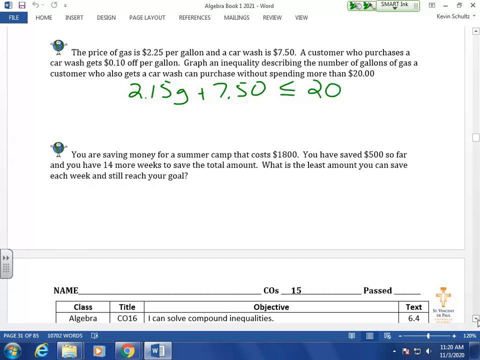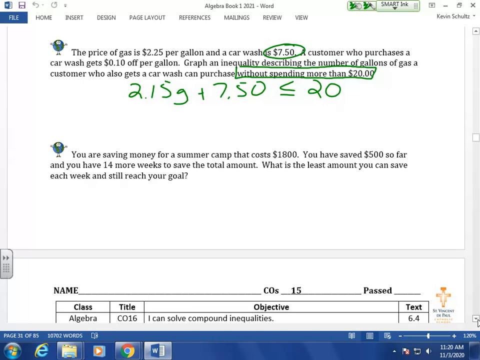Excellent. Okay. 2.15g plus 7.50 is less than or equal to 20. This less than or equal to 20 represents this phrase here, without spending more than 20. So it's going to be 20 or below. The 7.50 represents the car wash. And why is that a constant? Why is the 7.50 our constant in this inequality?